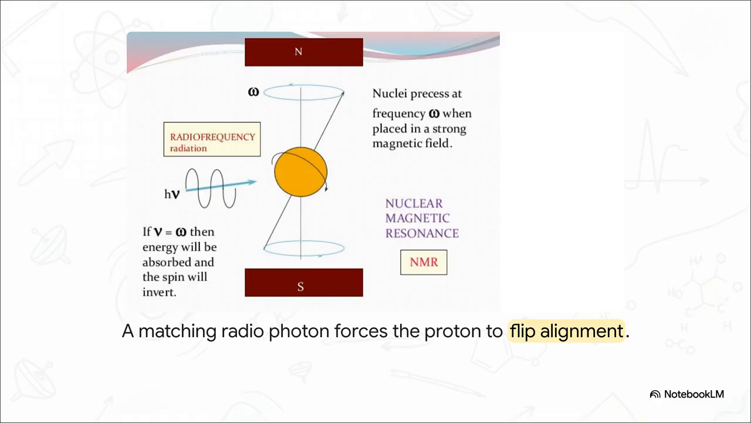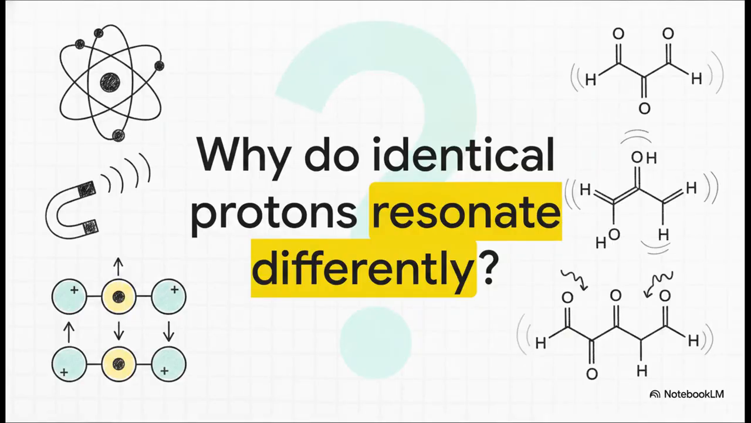So when a photon of radio frequency radiation hits that lower energy spinning proton with the exact right amount of juice to bridge the gap between those split energy levels, it gets absorbed. This literally forces the spinning proton to flip its alignment from the lower state to the higher state, fighting the magnetic field. That flip, that is the exact moment of resonance. But wait a second. This brings up a really fascinating question.